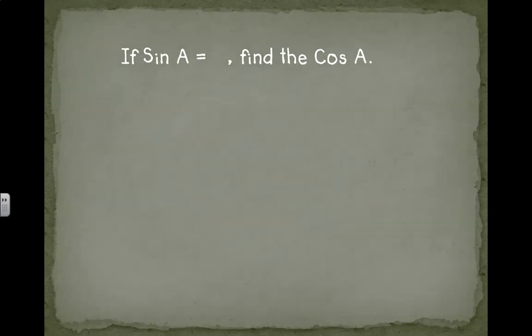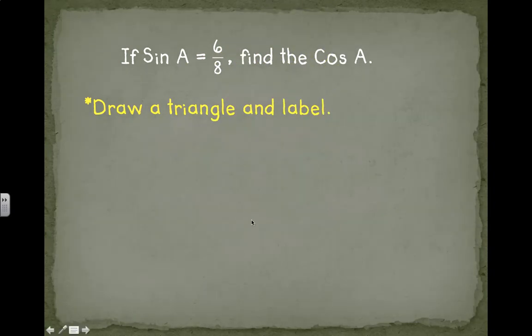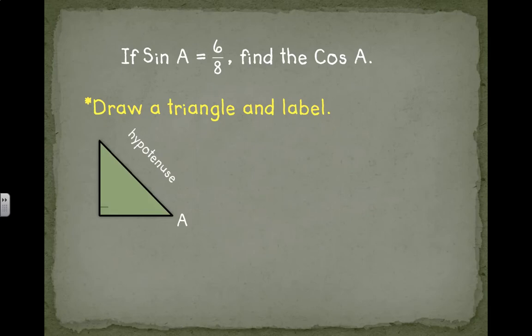So we're going to move on to questions that say, if you're told that the sine of H is 6 over 8, how are you going to use that to find the cosine of A? Well, you're going to first draw a triangle and label it. So here's your triangle. I've labeled the angle A. Don't need to worry about anything else. Hypotenuse, opposite leg, adjacent leg. The opposite leg is going to be 6, and the hypotenuse is 8, because remember the sine is opposite leg over the hypotenuse.